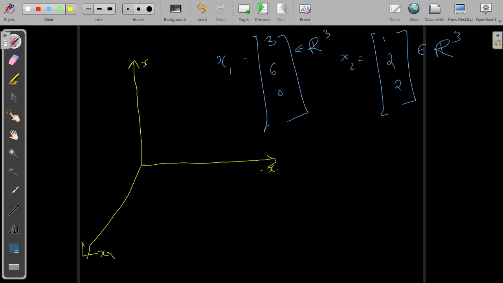So this is x1 and this is x2. This is x3. Okay, so x1 will be 360. That means the x3 coordinate is 0. That means it will be on the x1 x2 plane. So it will be a point like this. This is the x1 point, and the vector will be like this as shown. Yes, this is the vector, my x1 vector.